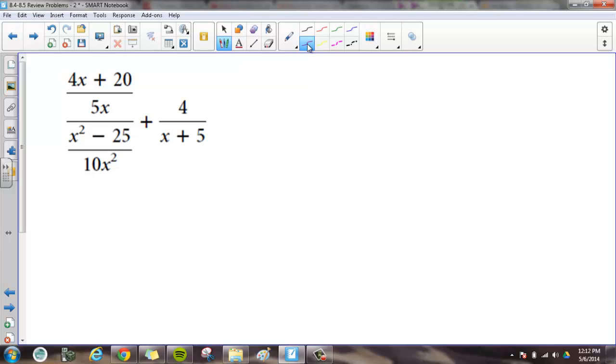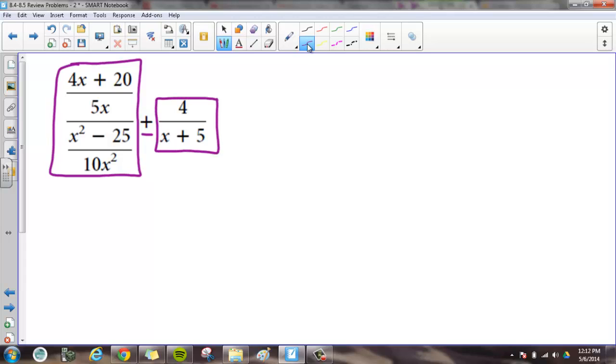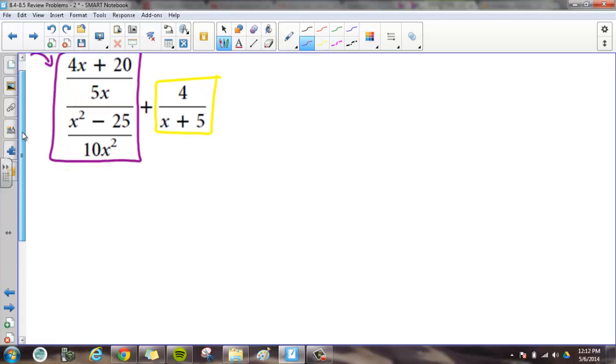So here I got this problem right here. What I'm looking at is a complex fraction, and then I'm adding another rational expression to it. Now when you're solving a problem like this, you want to focus right on this complex fraction. You want to simplify this down as much as possible. Once we simplify this down, we're going to add whatever we get there to this 4 over x plus 5. So I'm going to start by simplifying this complex fraction.